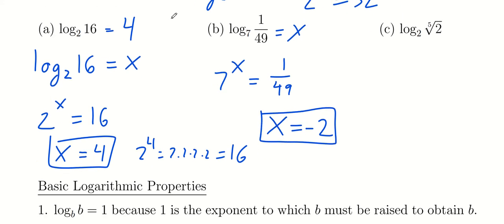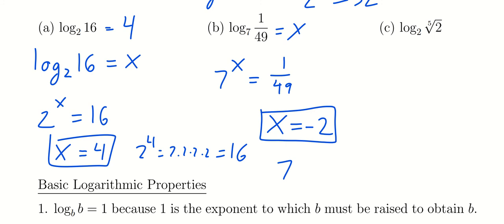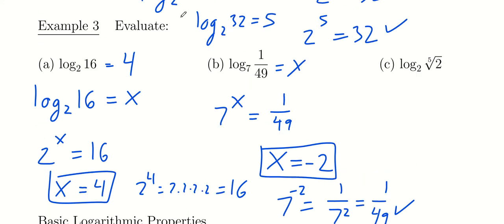Just a quick check if we wanted to. If I take 7 and raise it to the negative second power, that's the same thing as 1 over 7 to the positive second. And that's going to be 1 over 7 times 7, which is 1 over 49. So log base 7 of 1 over 49 is equal to -2.